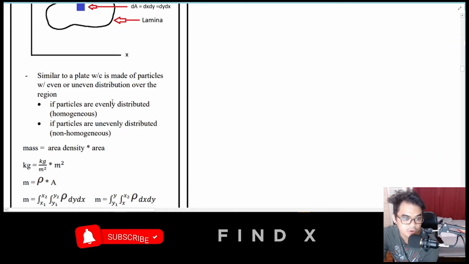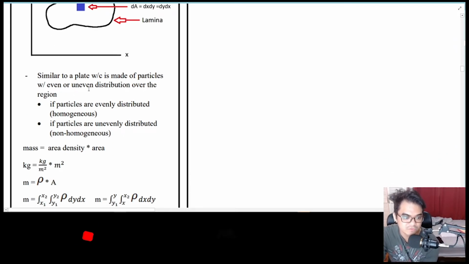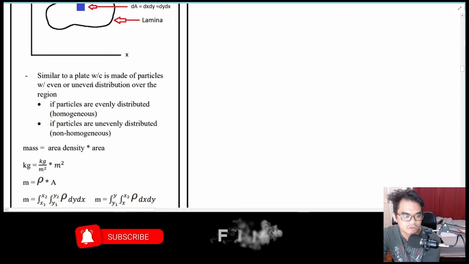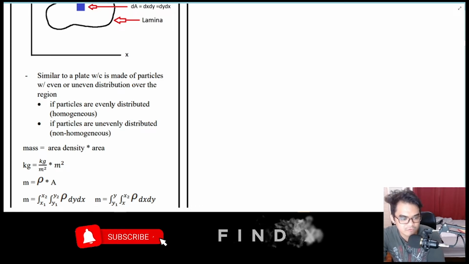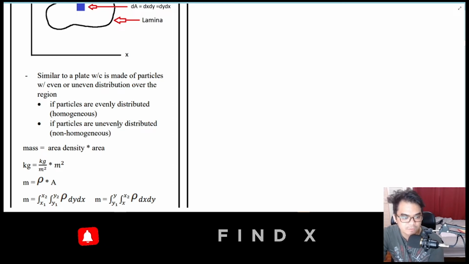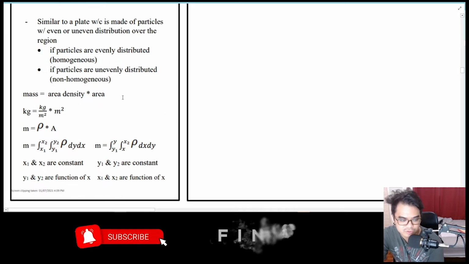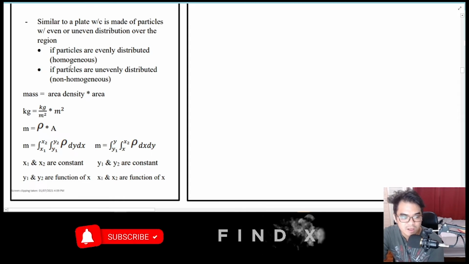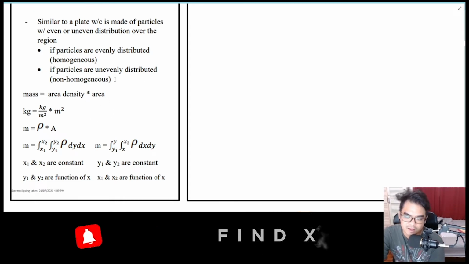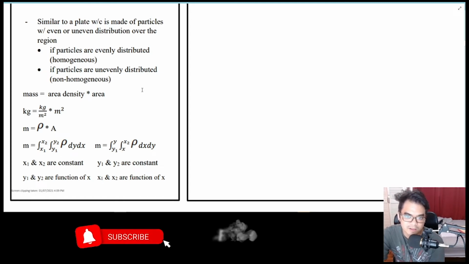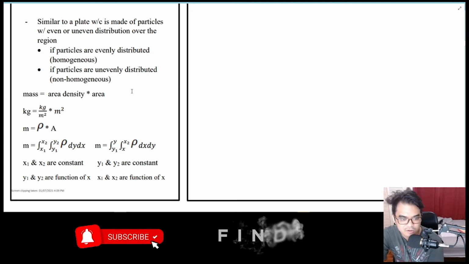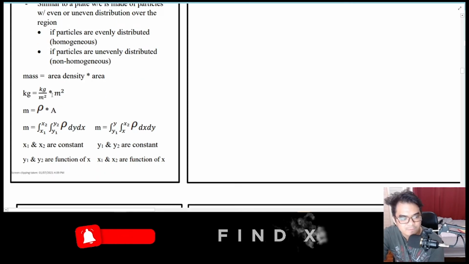This is similar to a plate which is made of particles with an even or uneven distribution over the region. If the particles are evenly distributed, that will be your homogeneous, and if the particles are unevenly distributed, that will be non-homogeneous. Of course, the mass will just be area density times the area, because the density must be mass over area. So multiplying it by area, you will cancel out the area and be left with the mass.